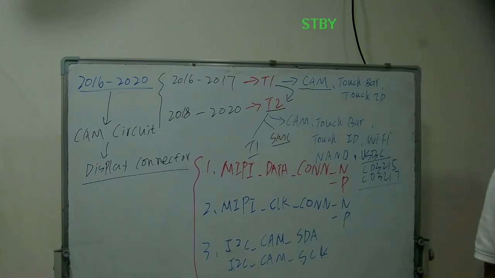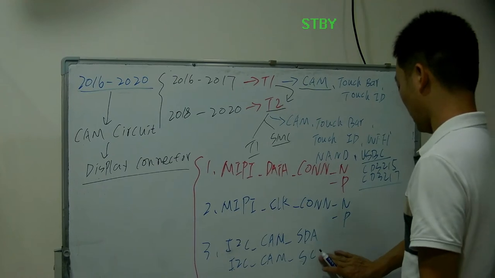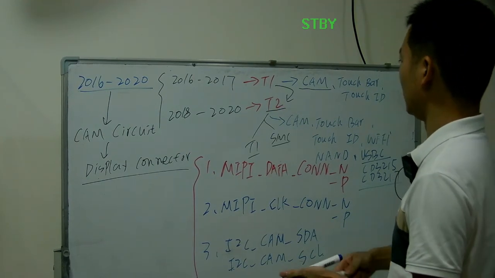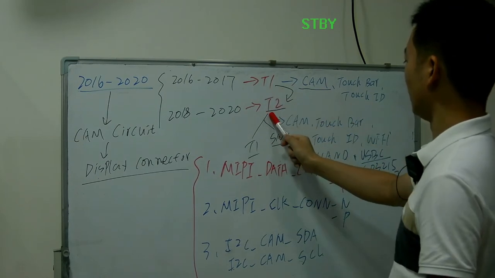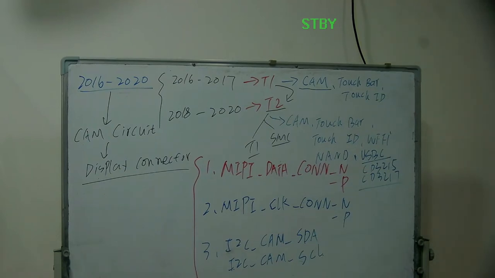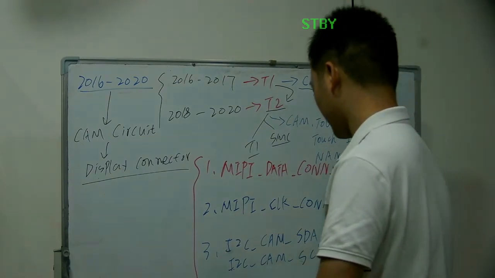Okay, clock. So this one is about the camera socket, from the T1 model and the T2 model. T2 and T1 control the camera. And the last one is about the voltage.